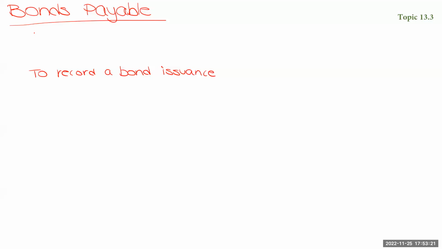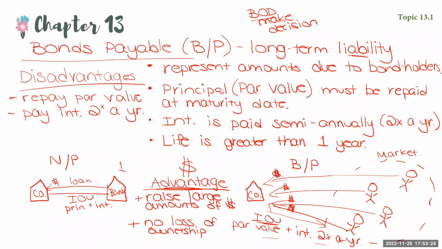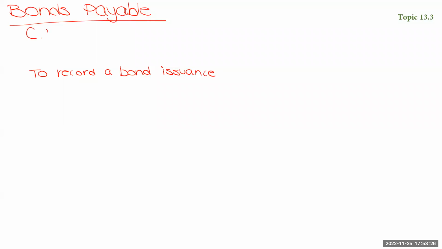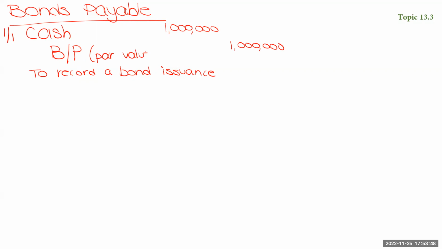Okay, so remember what's happening? We're getting cash. So debit cash. Let's say this is on January 1st. Just like with a note, when we took out a loan, we debited cash and we credited note payable. Now it's a bond payable. Okay, let's say it's for $1 million. Bonds are always recorded at par value. So this bond would be $1 million par.